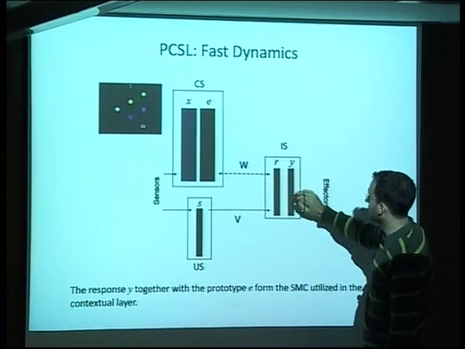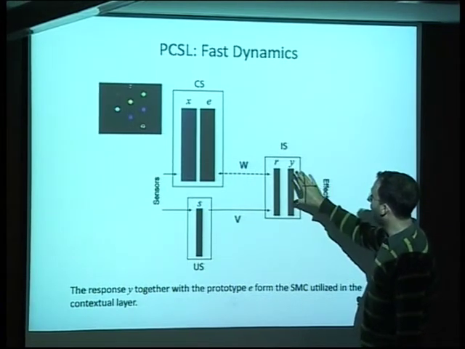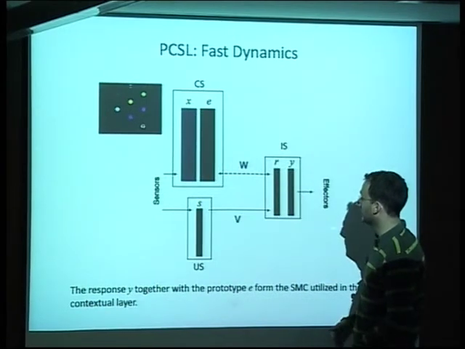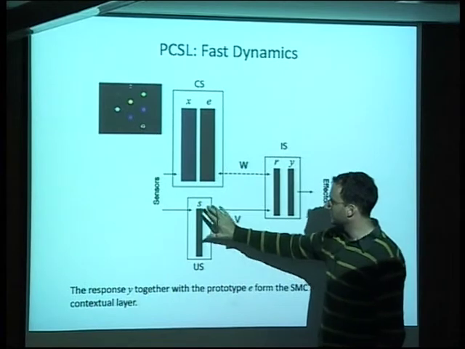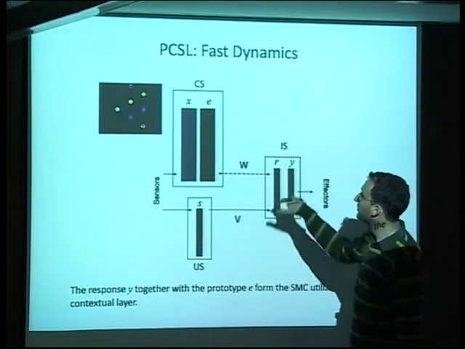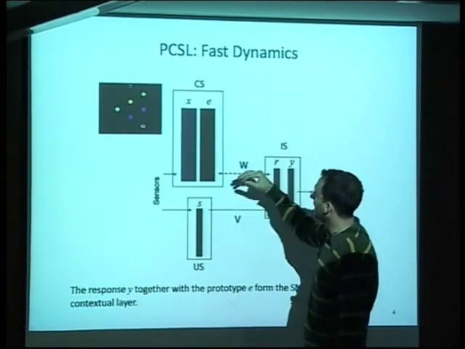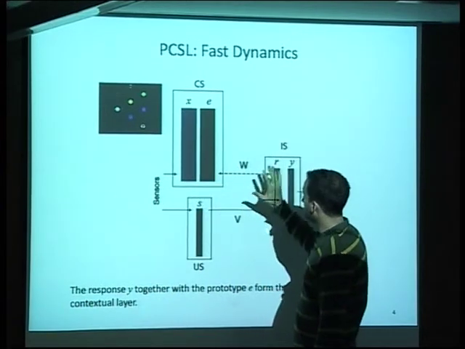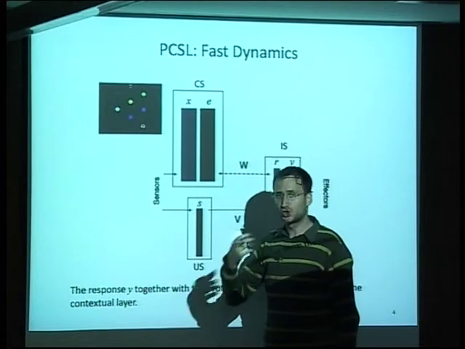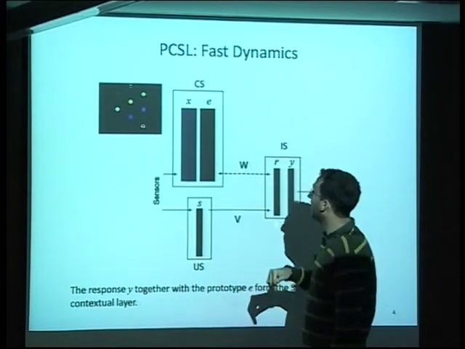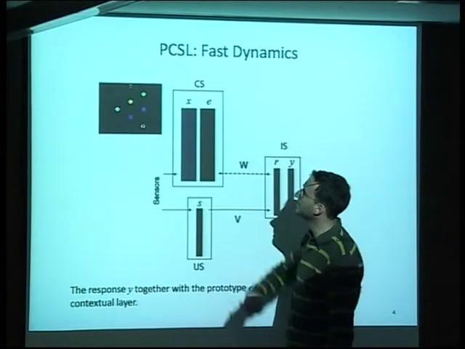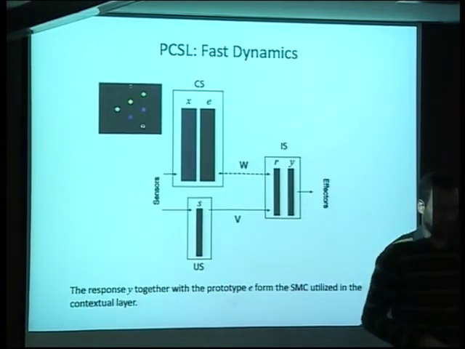lead to the internal states where Y will be the conditioned response and R will be the unconditioned response directly triggered by the unconditioned stimulus. Through that, we then also have a backpropagation that will be the prototype. The prototype is this information stored in the contextual layer and is an approximation and a generalization of the direct input of the camera.